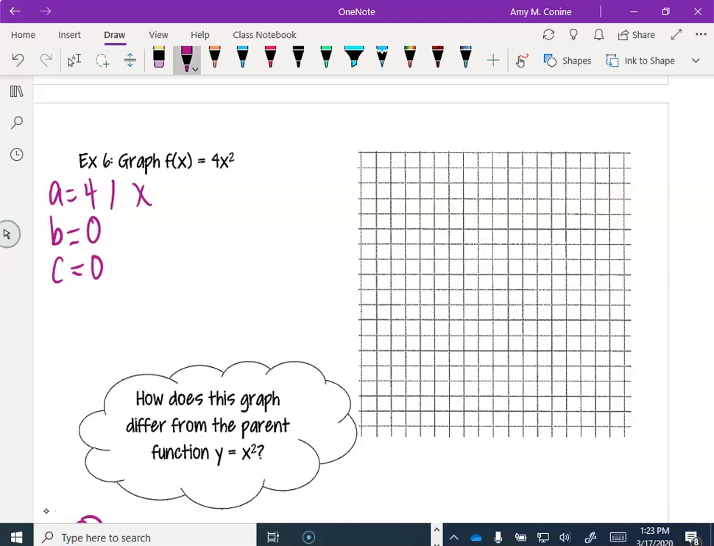I think you guys have gotten into a pattern now where you recognize that when b is 0, your axis of symmetry is 0. And then when we plug that back in to find our vertex, it will be at 0 and whatever's left in the function, which happens to be 0, 0. So the vertex is at 0, 0.